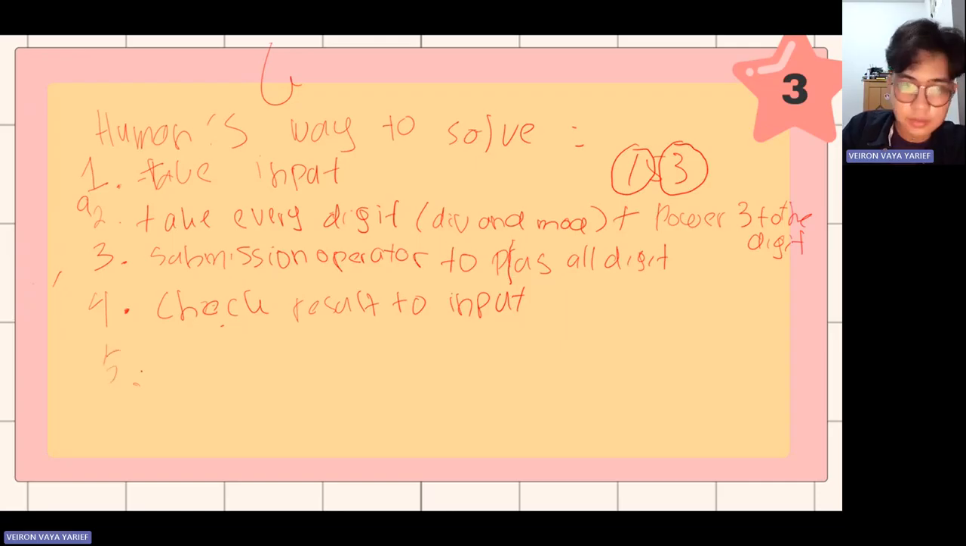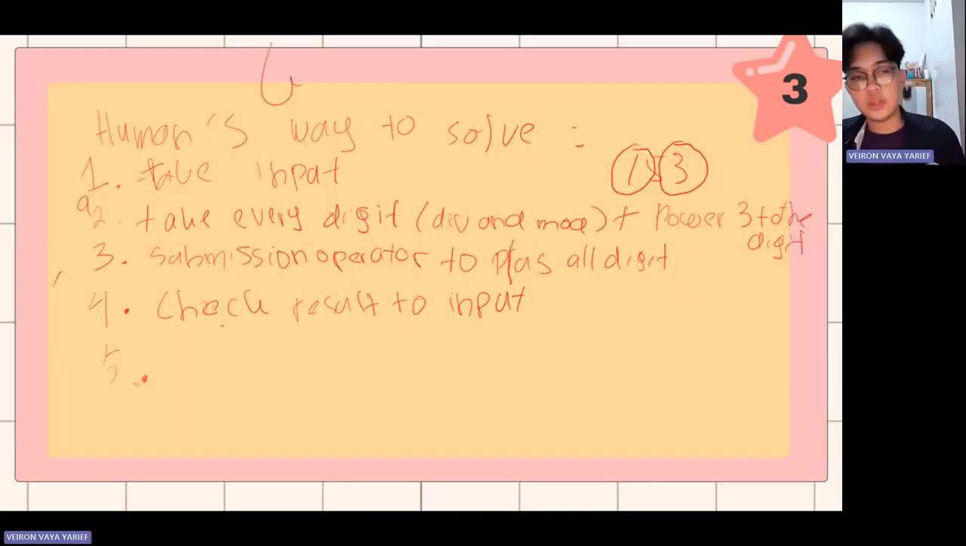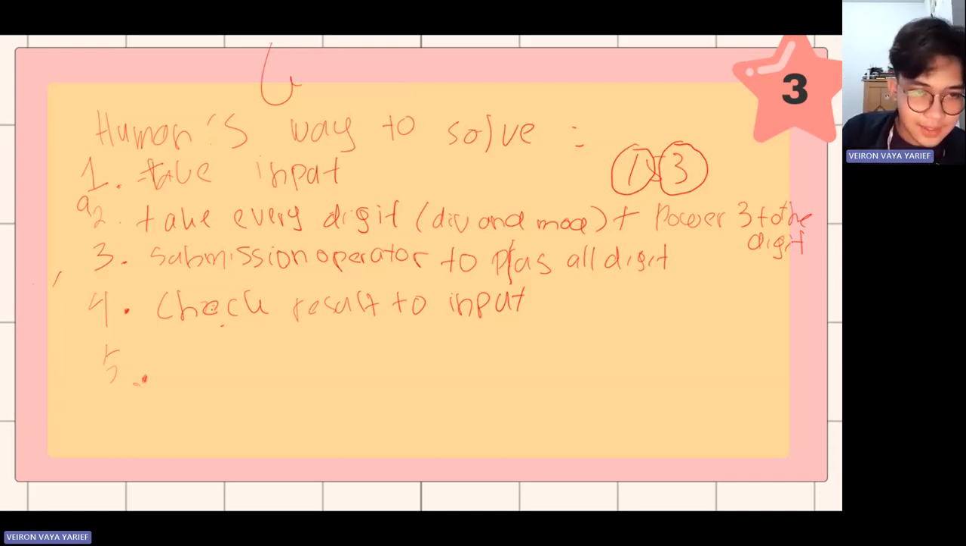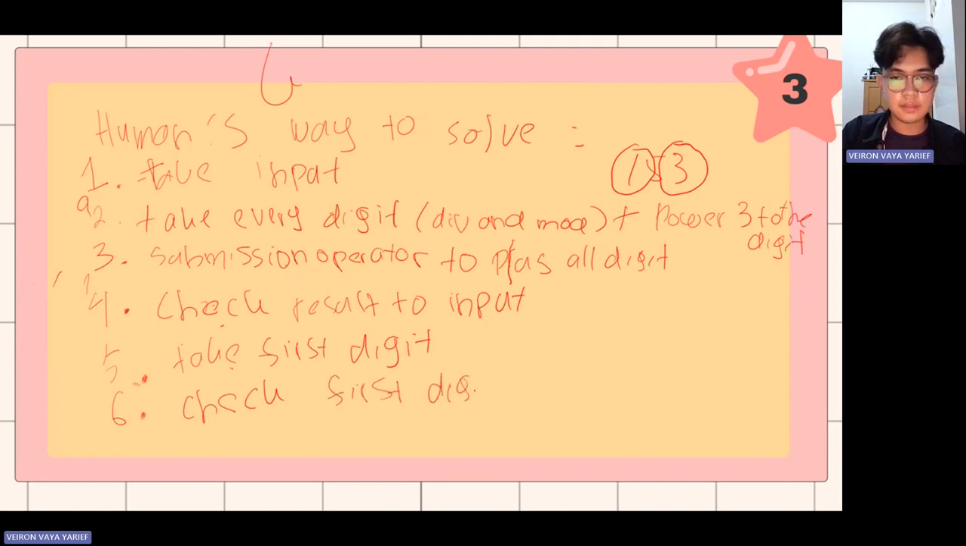Does it end here? No. In the question, the first digit of the number must be odd. We need to take the first digit. And the last step is to check the first digit.